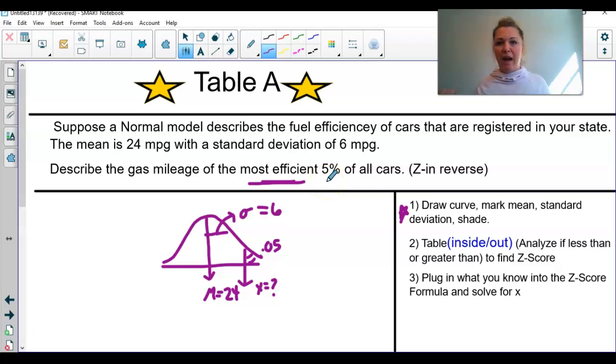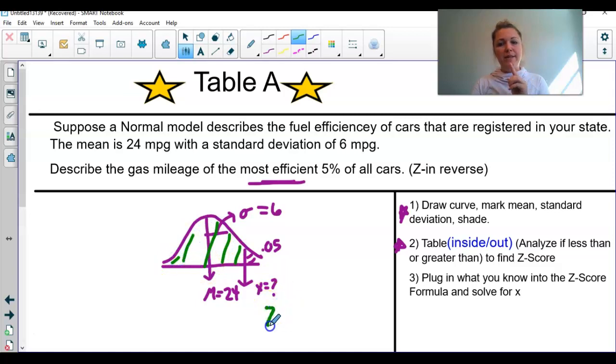That means the top 5%. So this one right now is a Z in reverse, but the difference is it is a greater than problem. You can imagine if you're in the top 5% of the class, that means 95% of people are doing worse than you. You're in that top part. Most efficient means top. With that being said, we need to go to the table and go inside out again. But I have this little note here. We need to analyze if it's a less than or greater than, and this is a greater than. Now remember, the table only works for the less than.